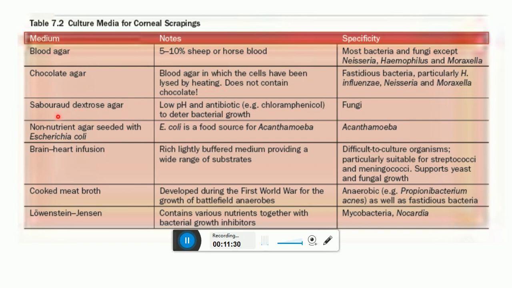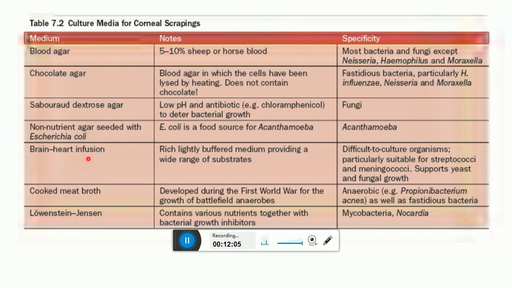The next is Sabouraud dextrose agar. Sabouraud dextrose agar is used for fungi. It has low pH and antibiotic to deter bacterial growth. It contains chloramphenicol. And there is non-nutrient agar seeded with E. coli used for Acanthamoeba. And this E. coli is a food source for Acanthamoeba.